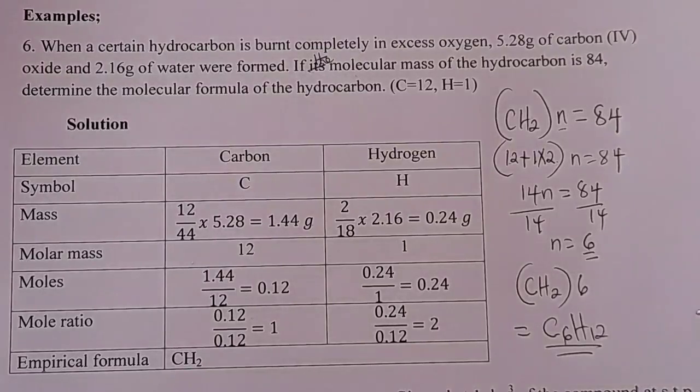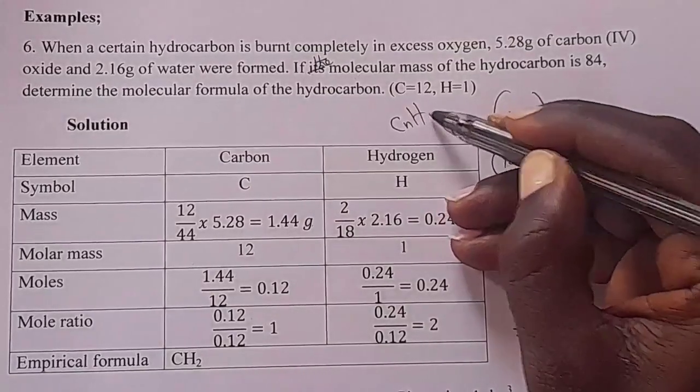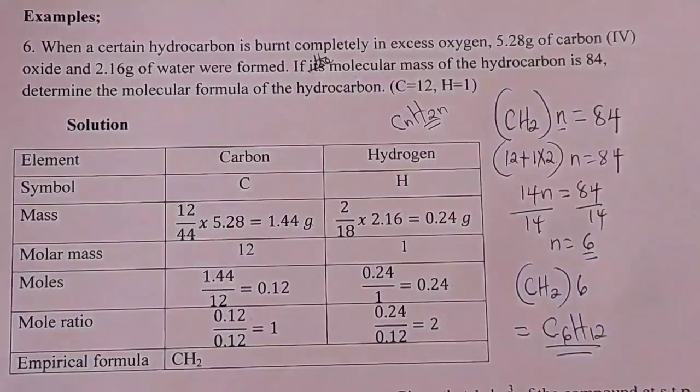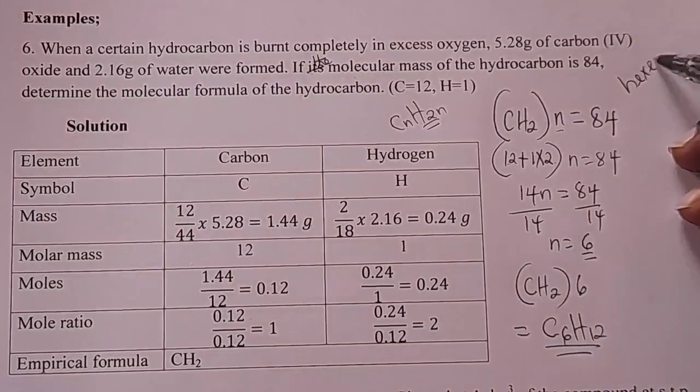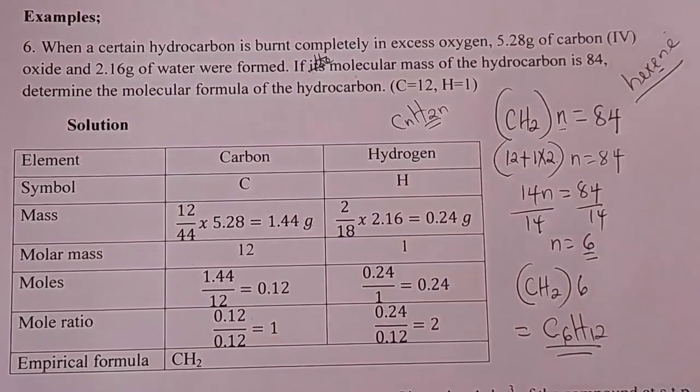So if you are in Form 4, you can be told to calculate the molecular formula like that, and down they will ask you a question: name the homologous series to which the hydrocarbon belongs. So it will be an alkene series because it conforms to the general formula of CnH2n. So next they can ask you again, name the hydrocarbon. So this hydrocarbon is hexene. It is hexene. It's not hexane, it's hexene.